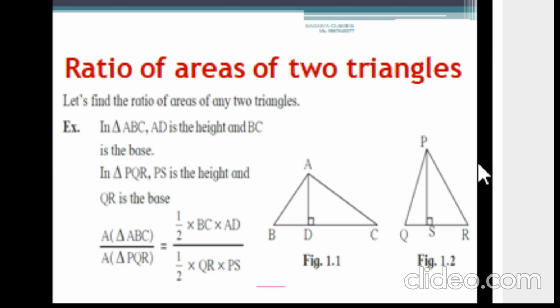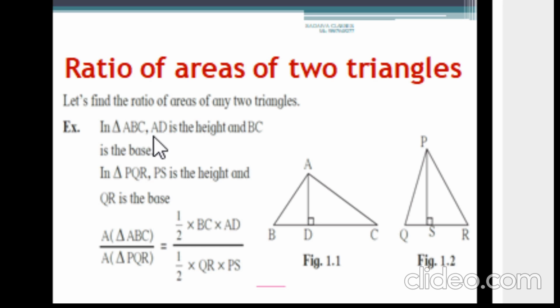First of all, we are going to learn the ratio of areas of two triangles. As we all know, the formula of the area of a triangle is equal to half into base into height, 1 upon 2 into base into height. Now to learn this ratio of areas of two triangles, we have to consider the areas of any two triangles. So we have taken an example: let there be two triangles ABC and PQR.